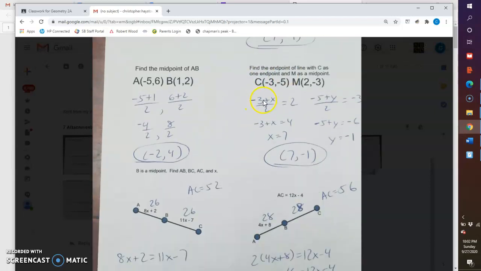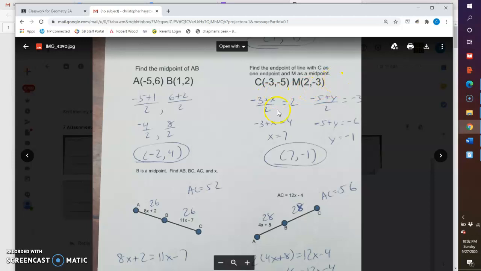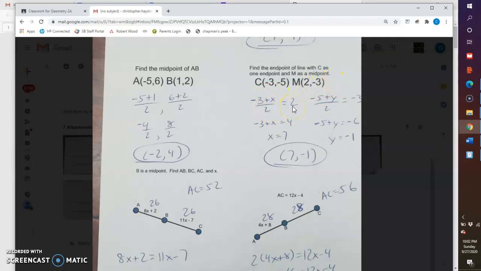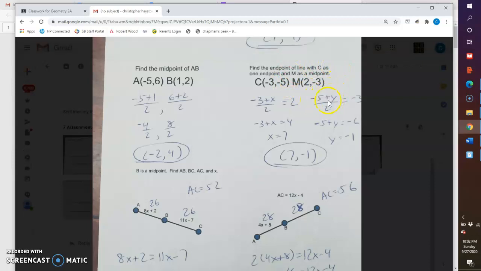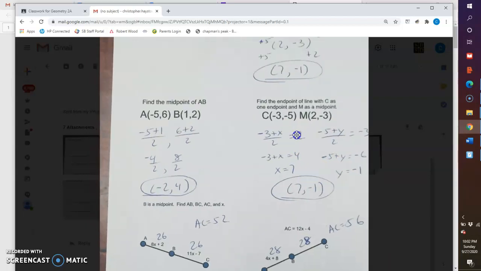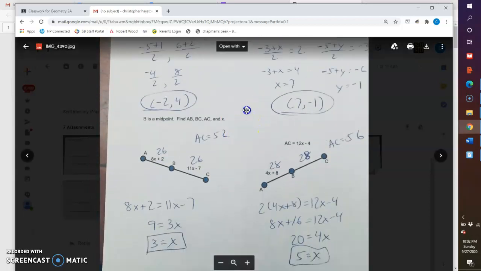Or I can do the algebraic way. Negative 3 plus another x divided by 2 will give me the x coordinate of my midpoint, which is 2. We multiply both sides by 2, which cancels the denominator here. Negative 3 plus x equals 4, and our x equals 7. For the y, negative 5, the y coordinate of the endpoint, plus another y, the other endpoint, which we don't know. Negative 5 plus y divided by 2 should equal negative 3, the y coordinate of our midpoint. We multiply both sides by 2, I get negative 5 plus y equals negative 6. Add 5 to both sides, and I get y equals negative 1. If you notice, you're going to get the same answer, so you can really do it either way.